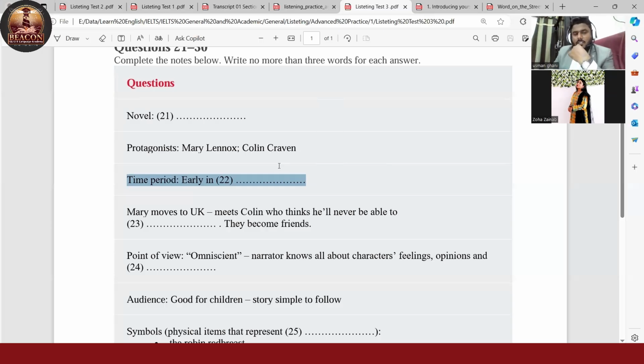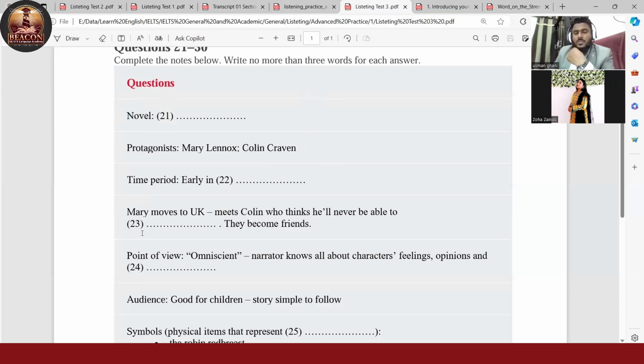So, what answer did you write for question 21? I didn't write for the 21. I think the answer was written as Mary Lennox and Colin Craven. Maybe this is the answer, so I didn't focus on 21. No problem. Actually, the protagonists are given. What is needed over here is the name of the novel. No problem. And the time period you already have told.